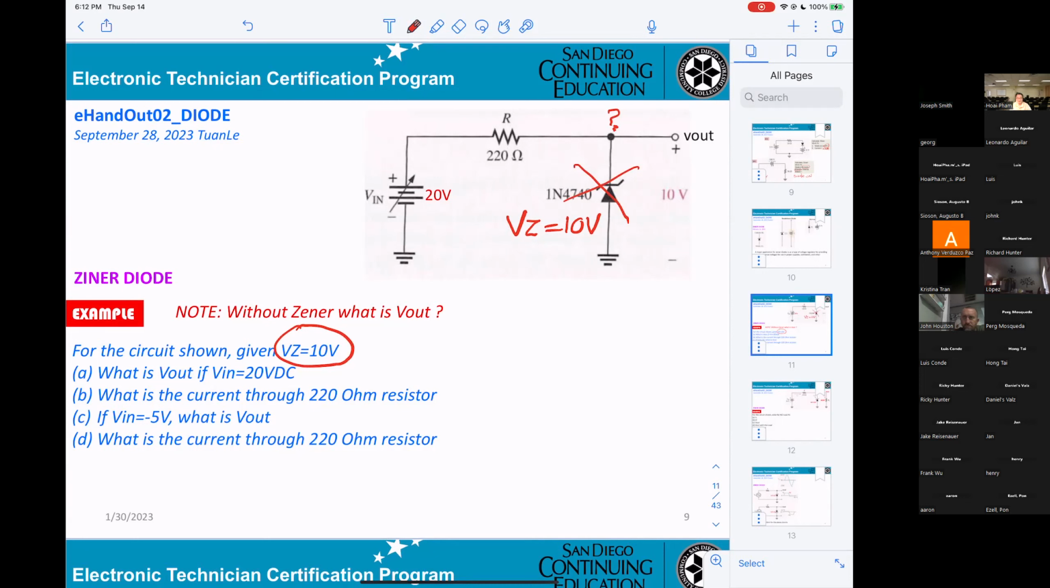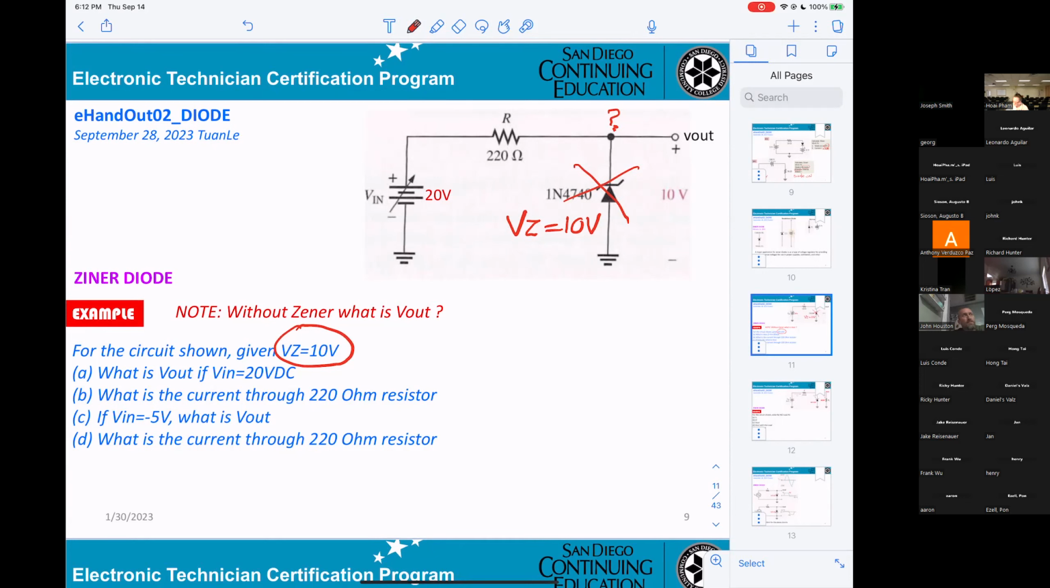Without the Zener, what is the V out? 20 volts. Perfect, 20 volts. So without the Zener, what is V out if V in equals 20?